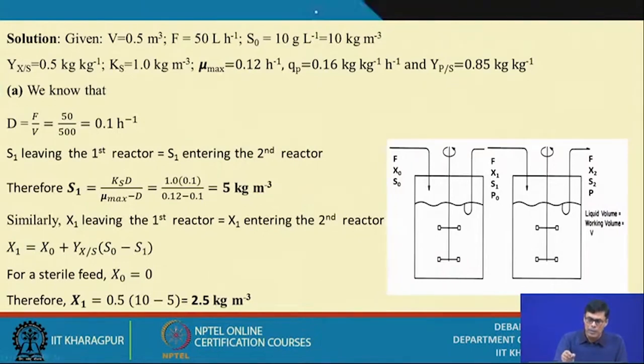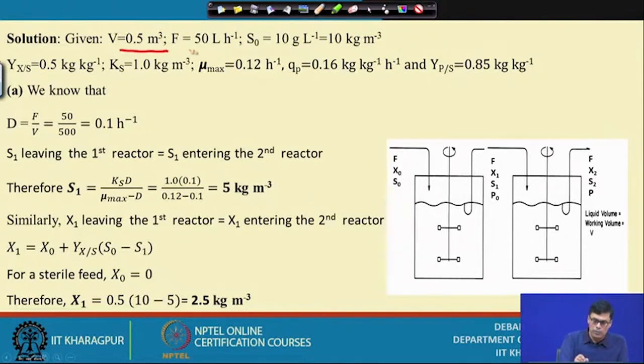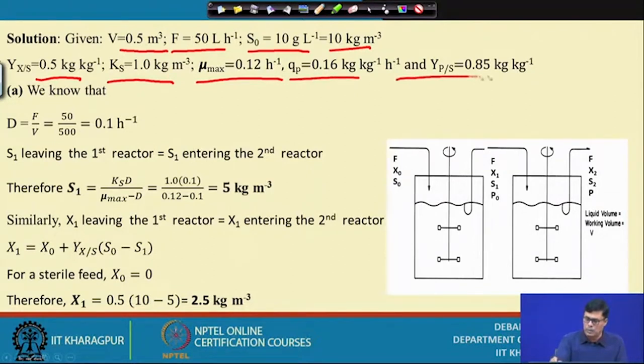So, what are the parameters given? This volume is 0.5 cubic meter, flow rate is 50 liter per hour, S 0 is 10 gram per liter, we can write 10 kg per cubic meter, and Y x by s is 0.5 kg per kg, k s is 1 kg per cubic meter, mu max is 0.13, q p is given. Now, what is the dilution rate? The flow rate is 50 liter per hour and volume 500 liter. So, 0.1 is the dilution rate.